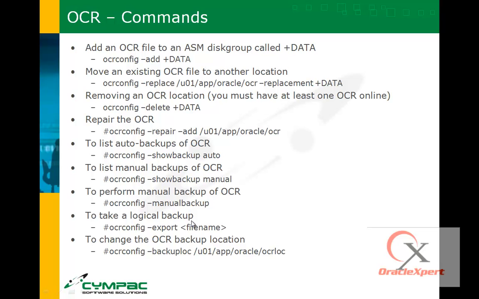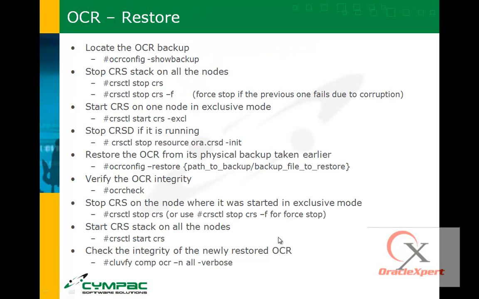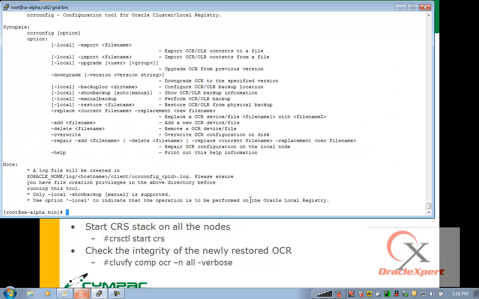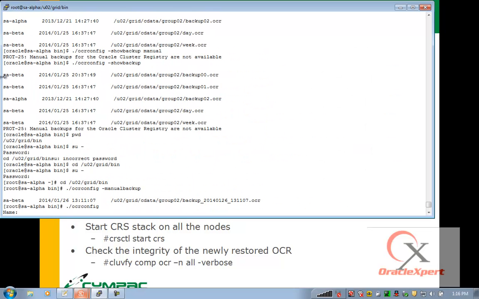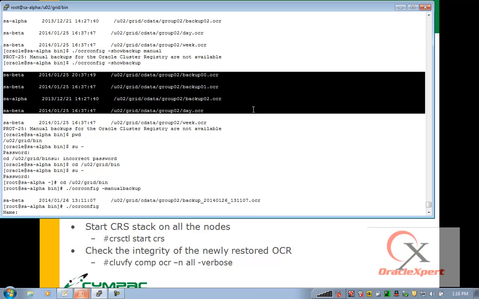To take a logical backup, you can say ocrconfig -export followed by the export file name. You can also change the backup location. To locate your OCR backup, you can say... This is an important topic: how to restore if my OCR itself is lost. So first, know where the backup is. I'm assuming you already knew where your backup was. Well, I had always documented, assuming that I knew where my backups are.